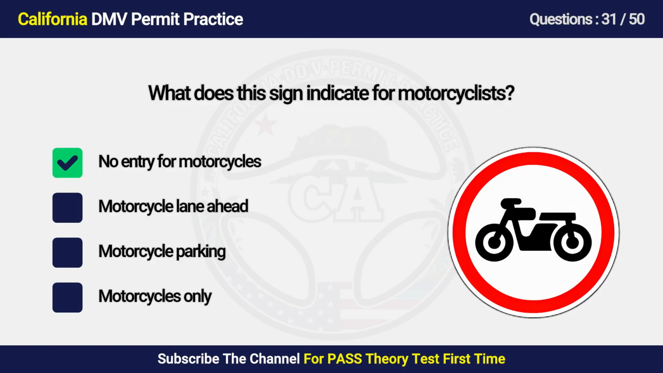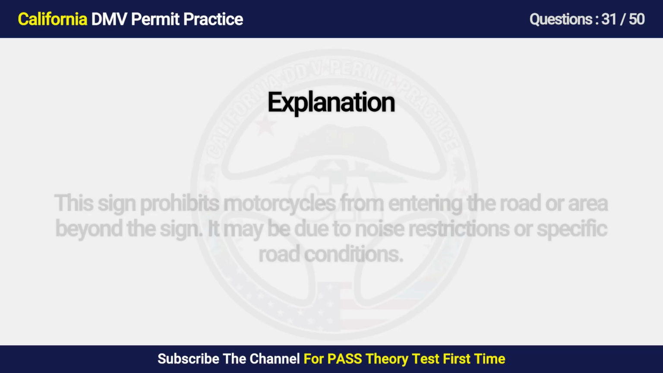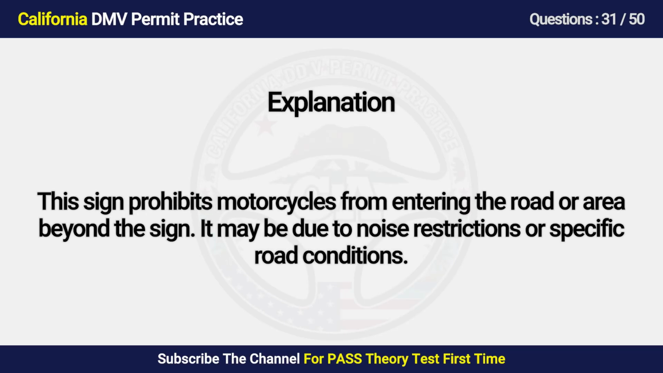Answer is A. No entry for motorcycles. This sign prohibits motorcycles from entering the road or area beyond the sign. It may be due to noise restrictions or specific road conditions.